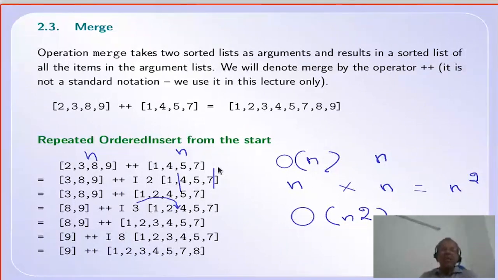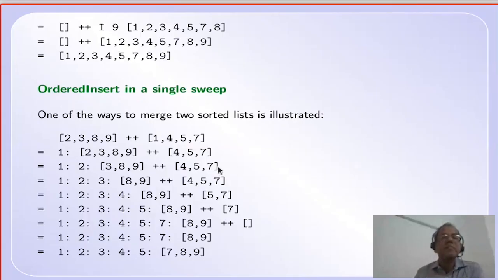So what is the basic idea? Instead of scanning the list every time from the start, continue scanning from wherever you left. That is the idea here: ordered insert in a single sweep. What should we do? We want to insert the items 2, 3, 8, 9 into the sorted list 1, 4, 5, 7. Both are sorted.